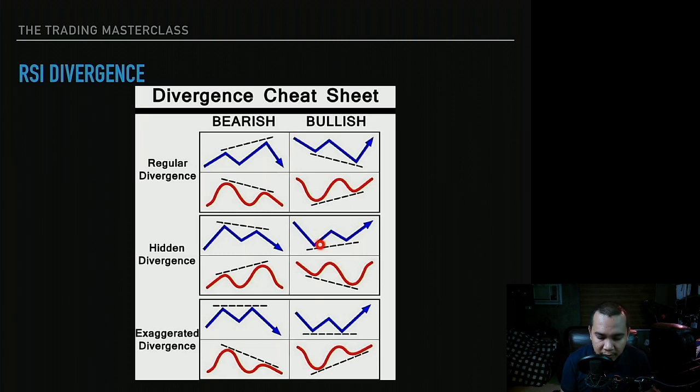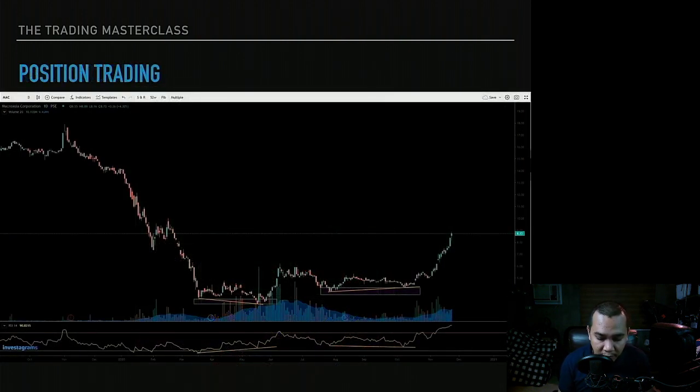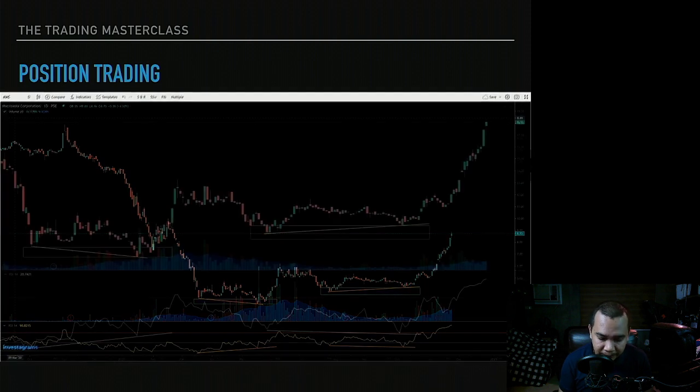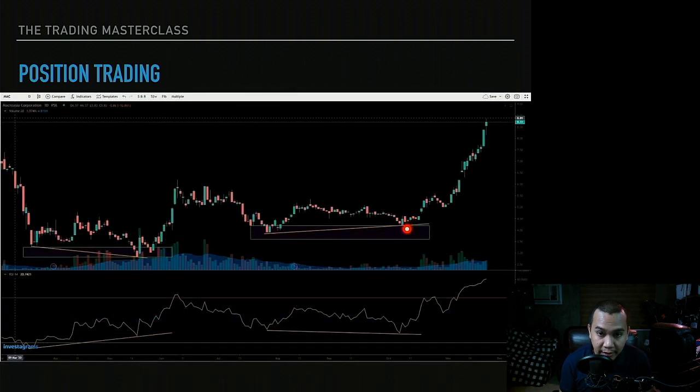The bottoms of the prices are going up, but the bottoms of the RSI are going down. That's a bullish signal. That is a signal for us to start our position and buy the stock. If you bought it at around that area right here, the price during this time is around 4 pesos. The current price is almost 9 pesos. So that's basically double your investment already.